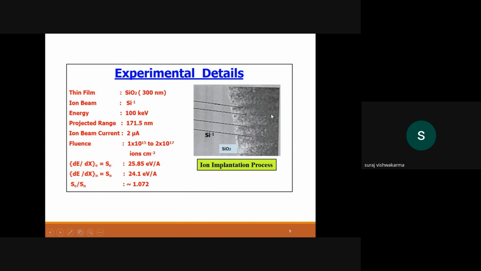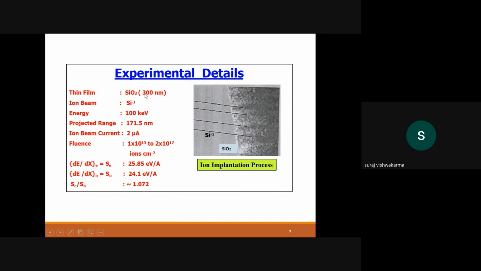Our sample is silicon dioxide, 300 nanometer thickness, above the silicon substrate. Silicon negative ion, 100 keV energy, is selected for implantation. This is the kinetic energy. Then the projected range was calculated as 170.5.